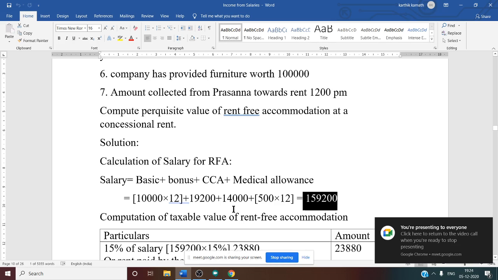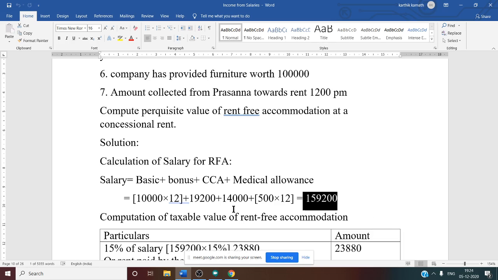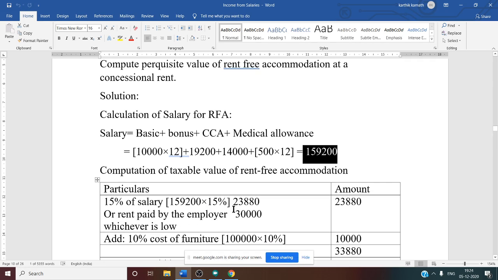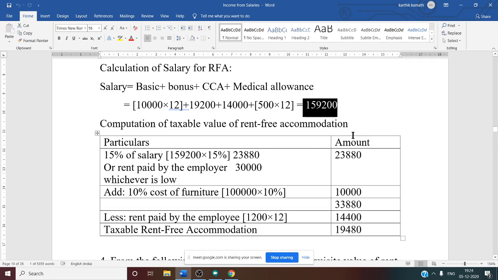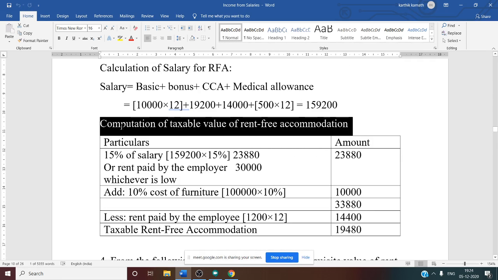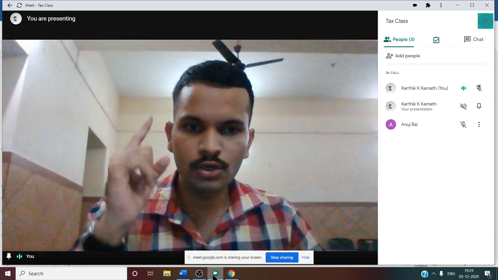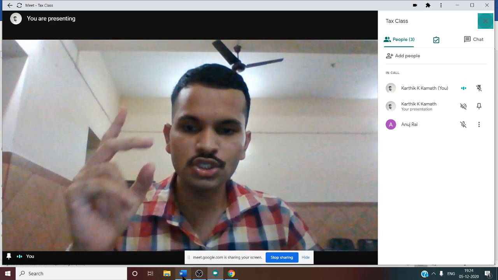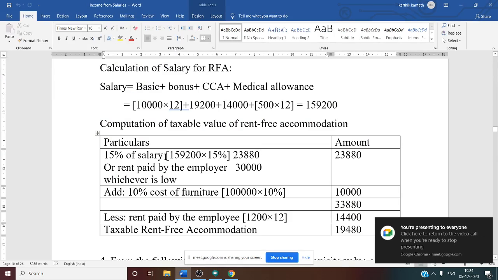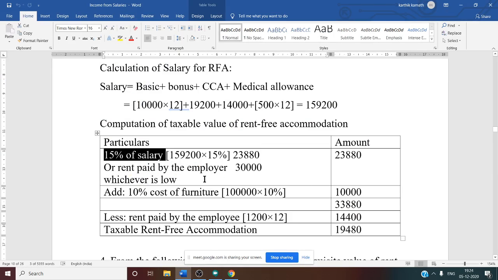After getting the total salary, now it is very easy to calculate RFA. How? Because we know the rule, 15% of the salary or actual rent paid, whichever is lower, we have to take. So now we have to do the format. Computation of taxable value of rent-free accommodation, particulars and amount columns. Now the first thing we have to write here is the rule. So here we know the house is not owned by the employer, so the rule is 15% of the salary or rent paid by the employer, whichever is low.